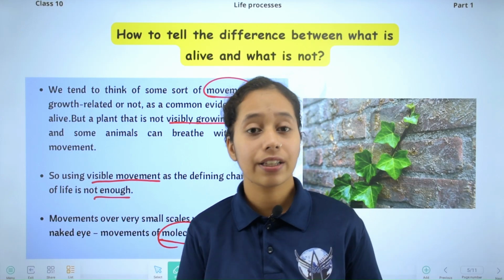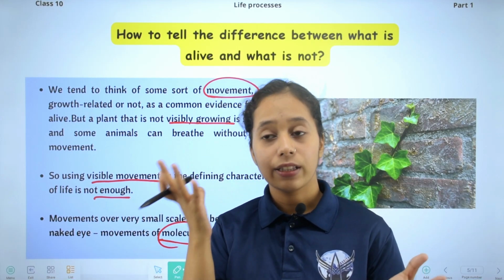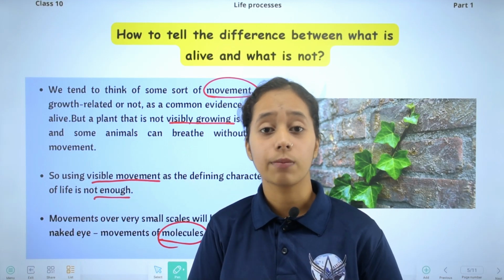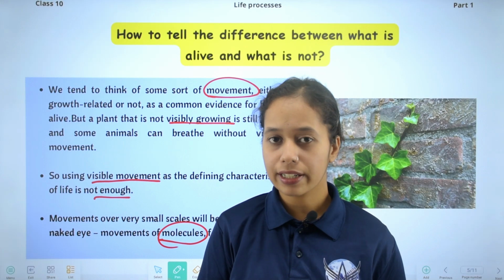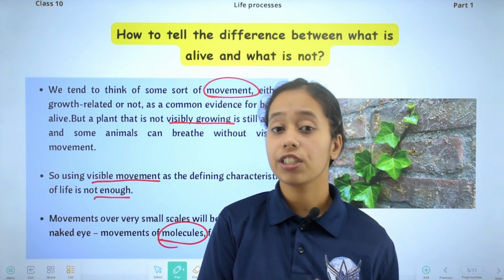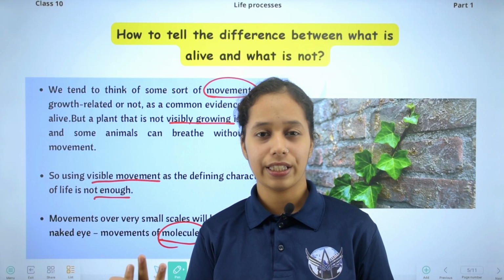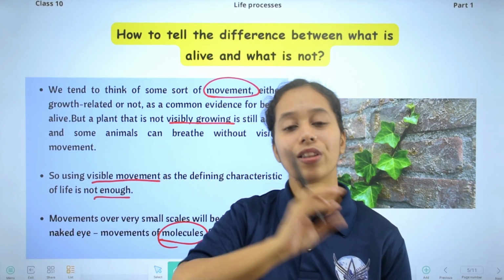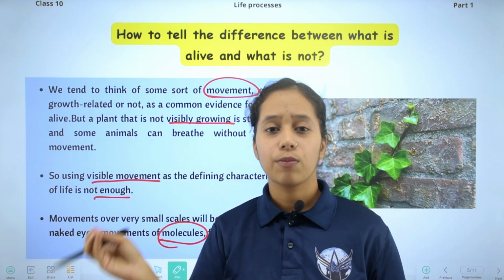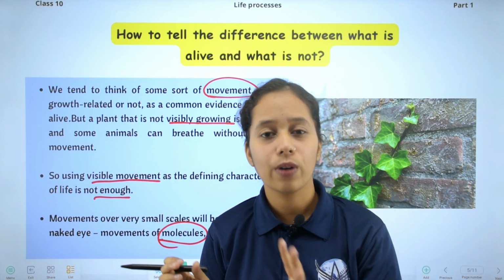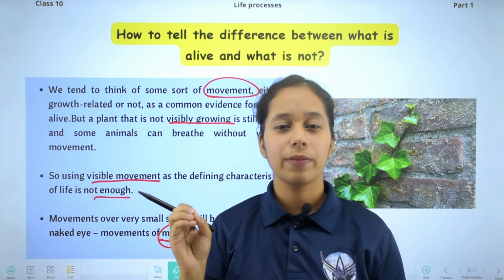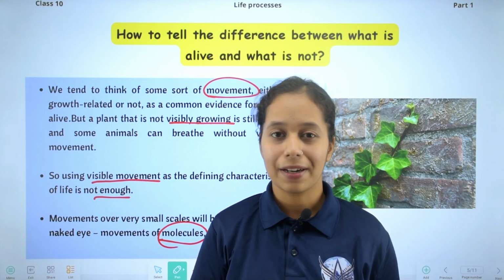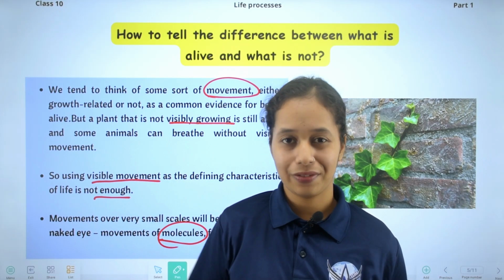How? Because we are living beings. An organism is made up of different organ systems. An organ system is made up of different organs. Organs are made of different tissues. Tissues have a lot of cells within them. And within the cells, there are movements of molecules, movements of substances, movements of gases, movements of water. So these are very small movements which are invisible to our naked eye. But still, these movements are there, and they help to define life.